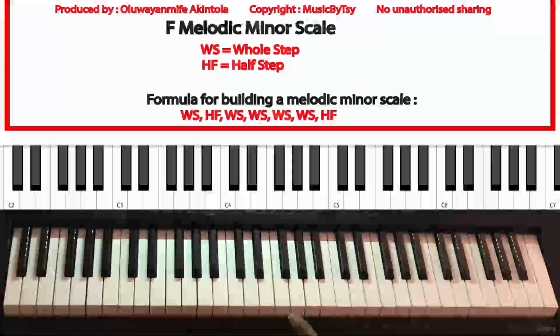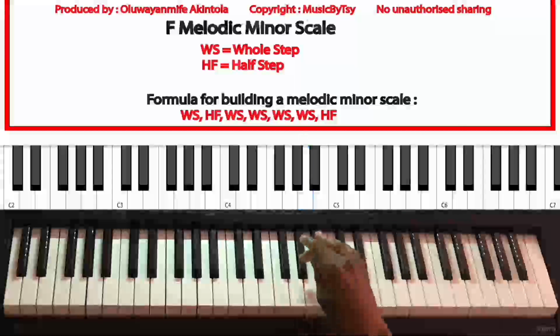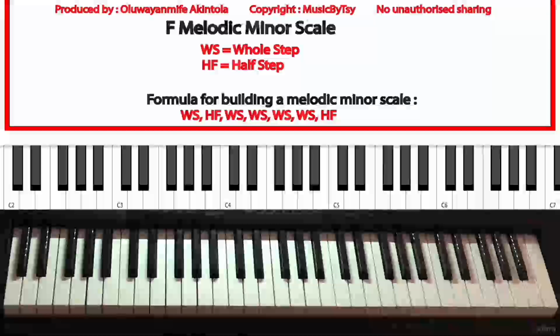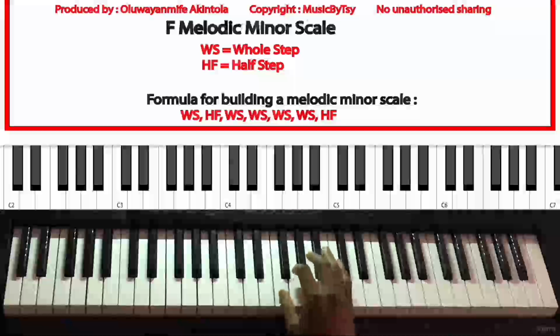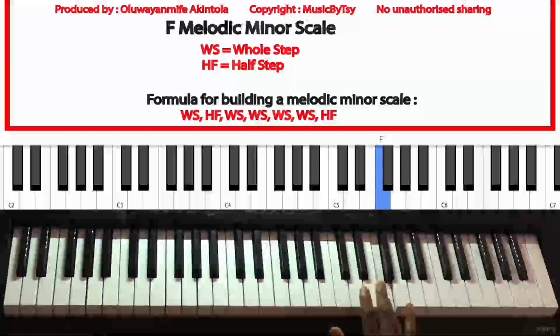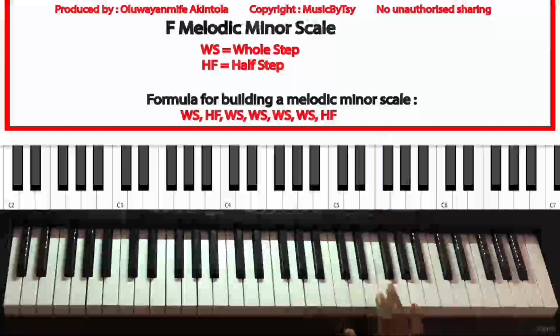So if we now play the new scale, the third note is not going to be the key of A anymore. It's going to be the key of A flat. And that new scale is going to be the F melodic minor scale. So the F melodic minor scale is going to look like this. See that? That is the F melodic minor scale. So that's one method by which we can build the F melodic minor scale.